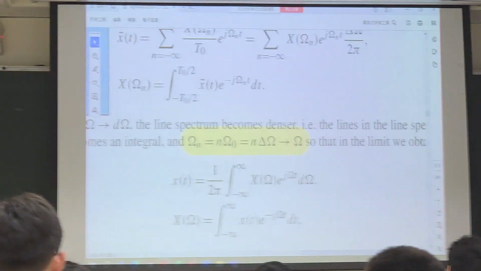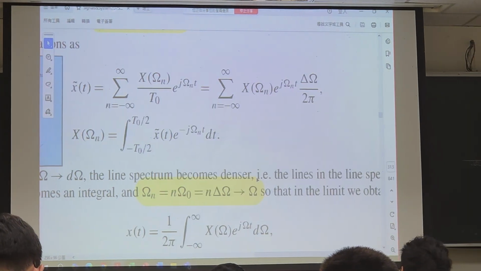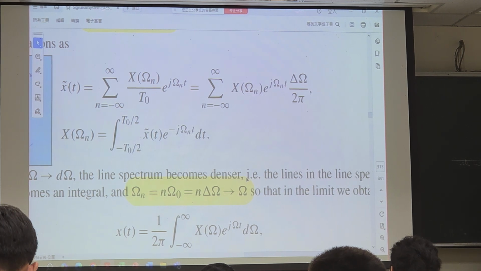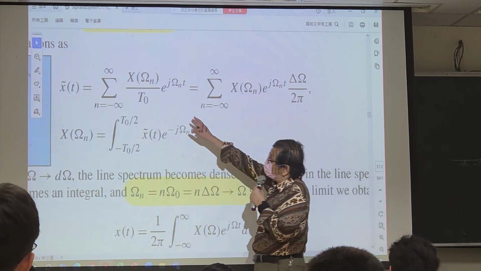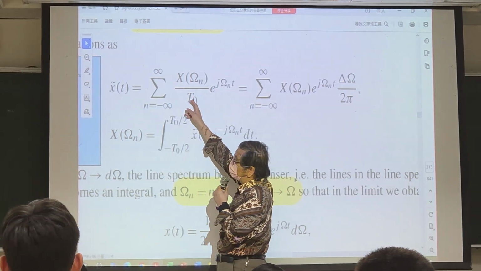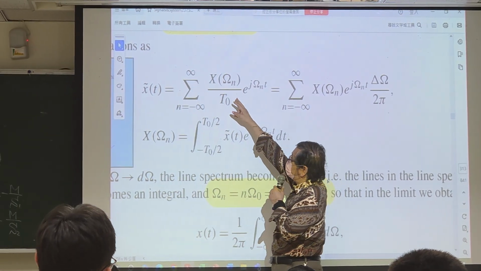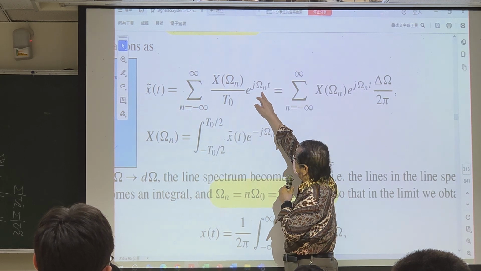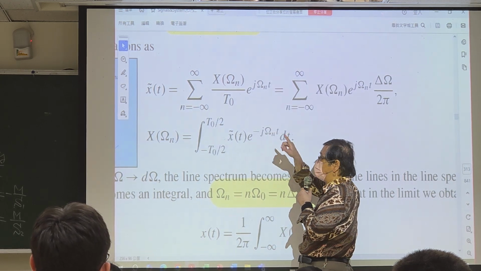So in this case, the Fourier series expansion now can be replaced by the following definition. This is x of n, and omega n is n times omega sub 0.